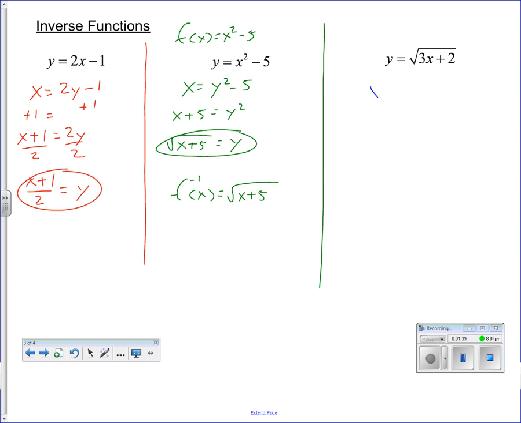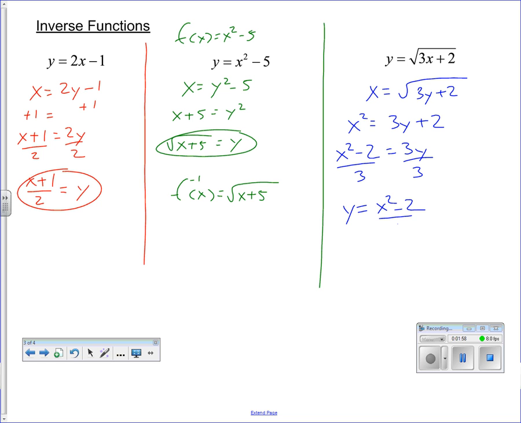All right, last example, x equals the square root of 3y plus 2. Replace x and y. To get y alone, it's a radical equation. I got to square both sides. Let's get rid of that radical. Minus 2 on both sides. And divide by 3. So the inverse equation is x squared minus 2 over 3.